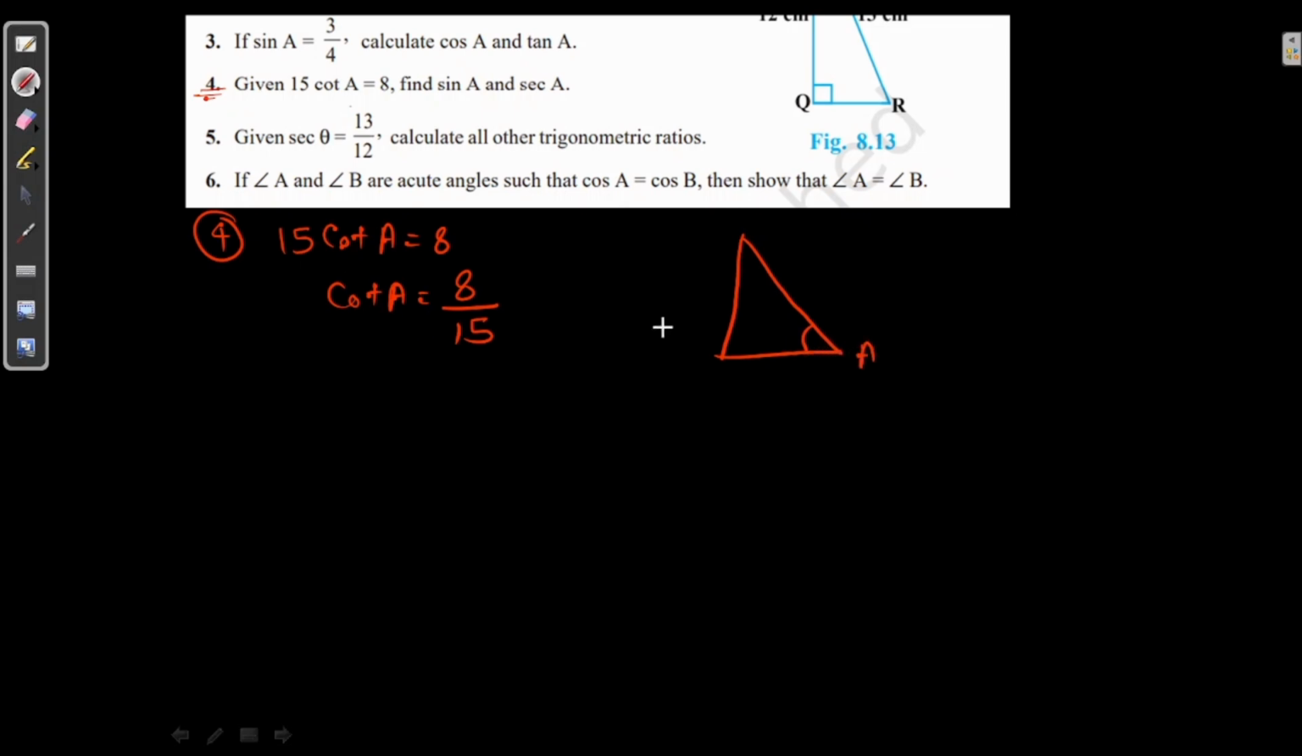Correct? Because they are talking about angle A. So I have to take one angle A, and let's say it is B, it is C. It is up to me what other points I am going to take. So now what thing we have to think?